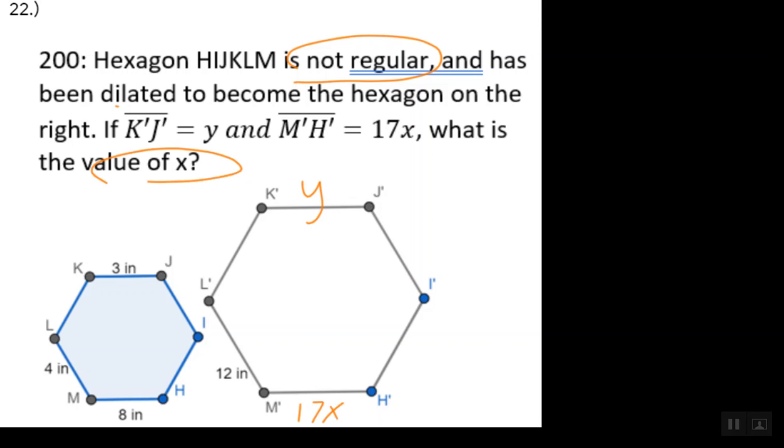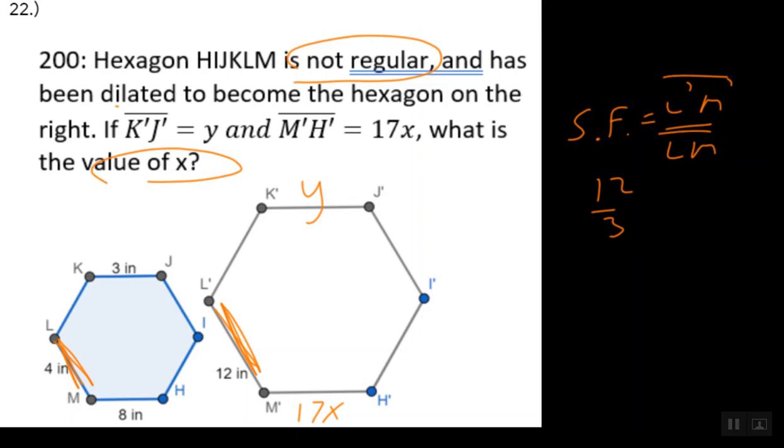Well, notice the first thing when talking about similar figures, you must find the scale factor. And we can do this by taking two sides where we know their values. So we can say, L prime M prime divided by LM would actually give us 12 divided by 4, my apologies, which would be a scale factor of 3.